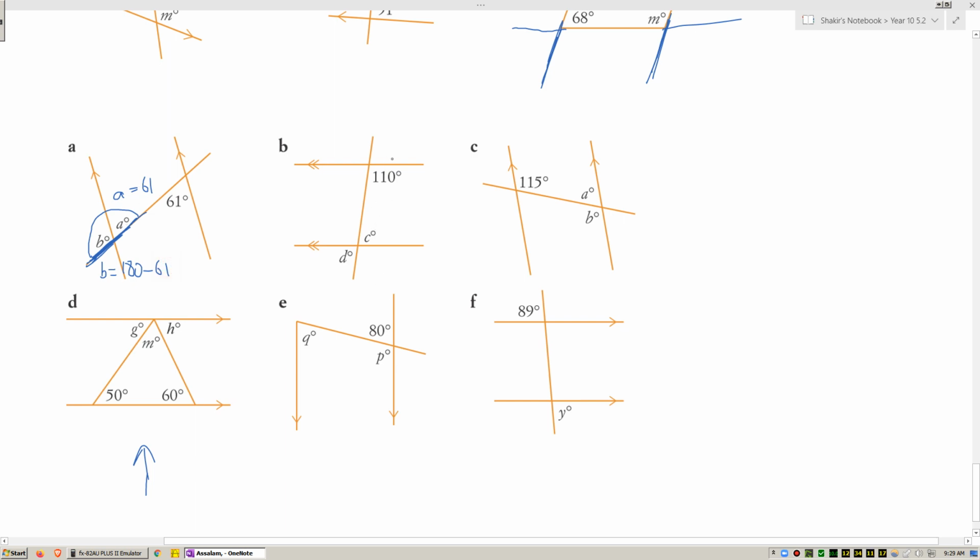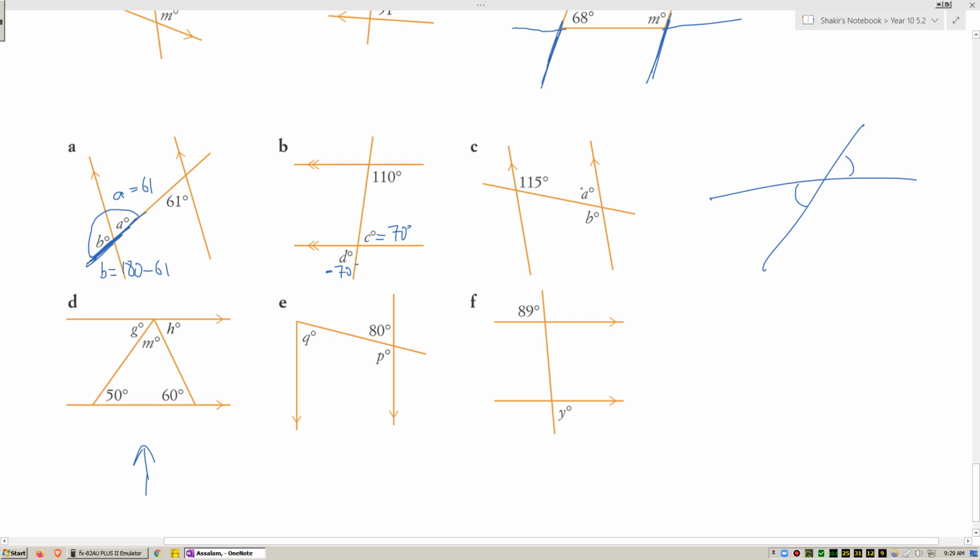110 and C, they're cointerior. They're on the inside together. And therefore they're going to add to 180, and therefore C is 70 degrees. And C and D are vertically opposite. Anytime you have two straight lines meet, then the angles that are directly opposite each other are always going to be equal. They are vertically opposite. And therefore D is also equal to 70 degrees.